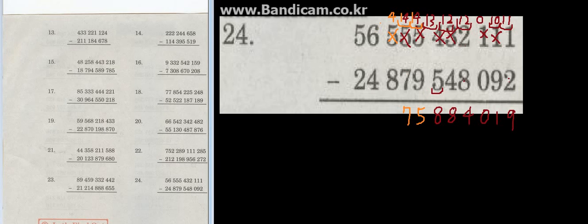Now let's go to the next column. Now 4 minus 8, impossible. So we borrow the value, and the missing one becomes 10 at the bottom column. So 14 minus 8 becomes 6. Now what is 5 minus 4? Well, this is easy, 1. 5 minus 2, easy again, 3. So the final answer for this is 31,675,884,019.